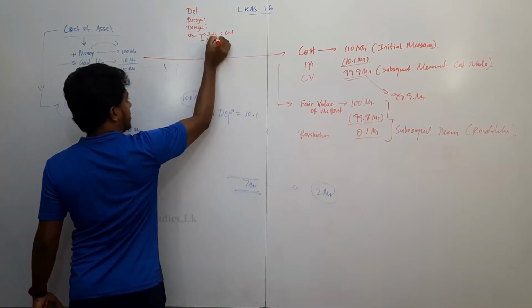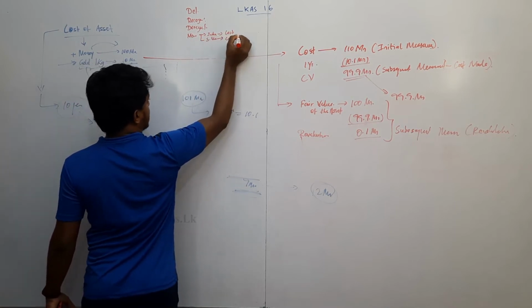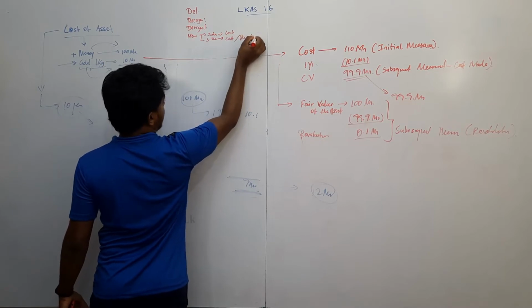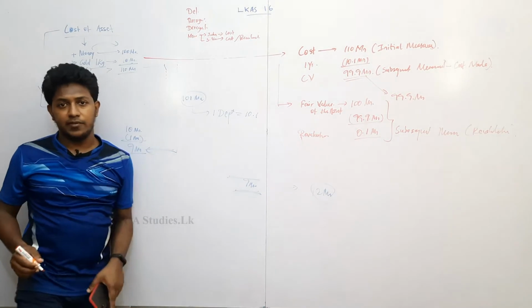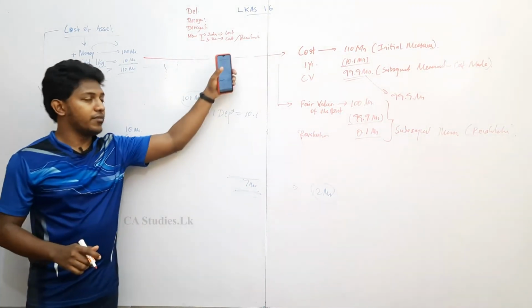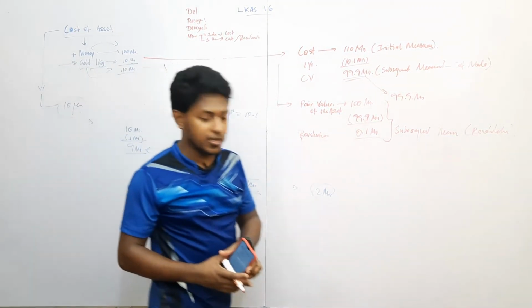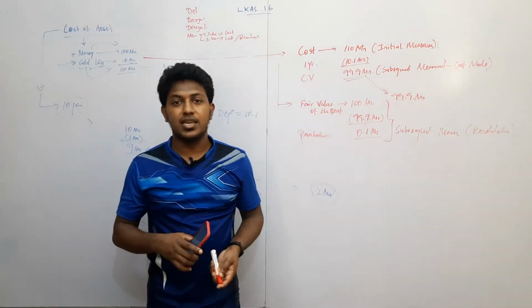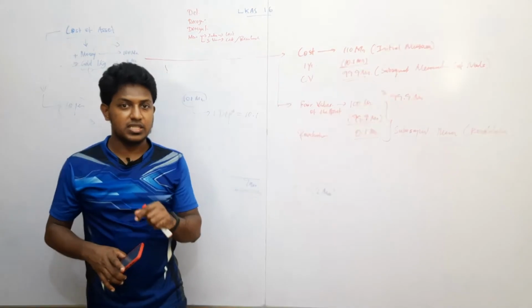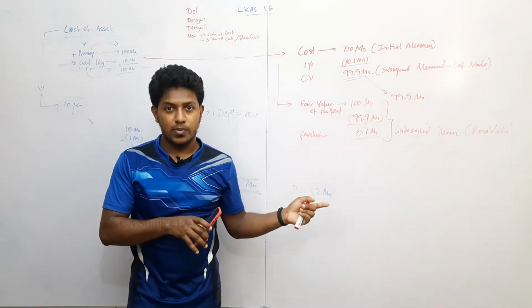Subsequent measurement, the company can use the cost model or the revaluation model. The standard allows either. But if the cost model is used, each and every year the cost model should be followed. If the revaluation model is used, each and every year the revaluation model should be followed. The accounting policy cannot be changed. If the accounting policy changes, a retrospective adjustment should be placed.